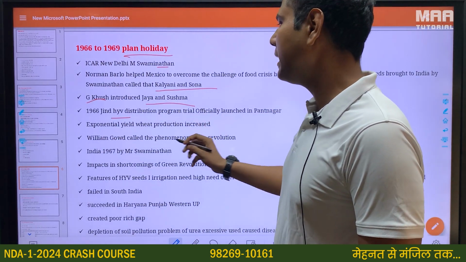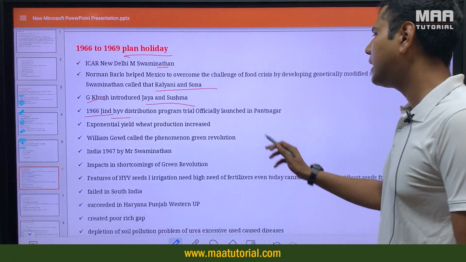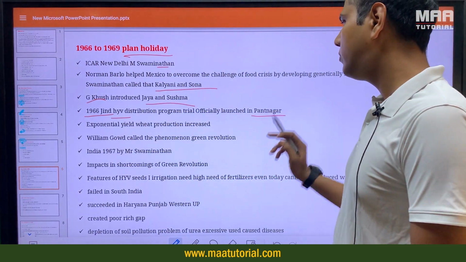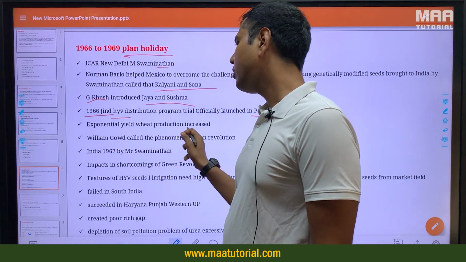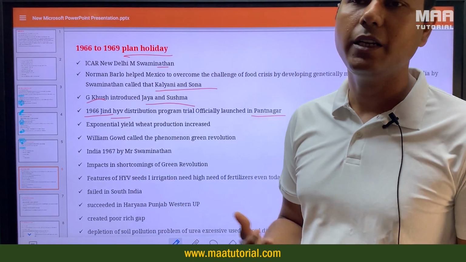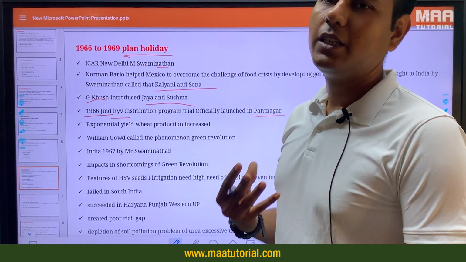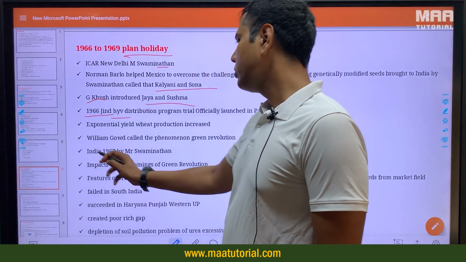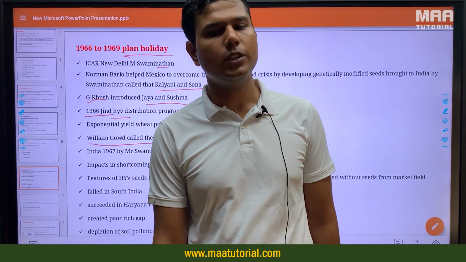The trials started happening in Jind, but official distribution started in Pantnagar. It was earlier part of UP and now it is part of Uttarakhand. Here it started an exponential yield of wheat production. It was observed that wheat production substantially increased in our country. The problem of starvation and related problems were also eliminated. William Gaud, an economist, defined this phenomenon as the green revolution.